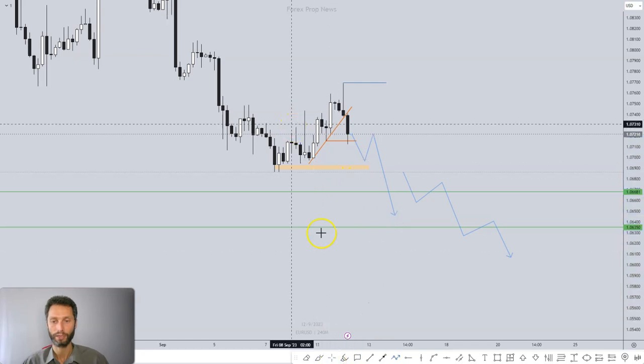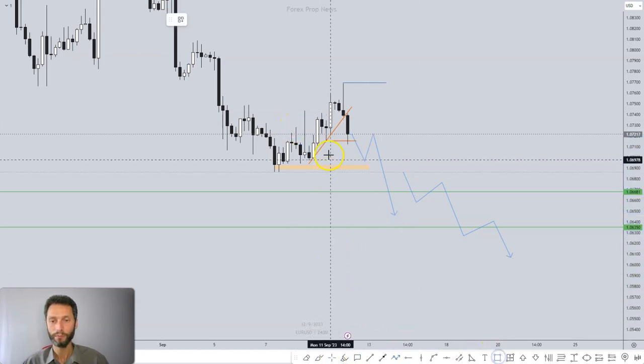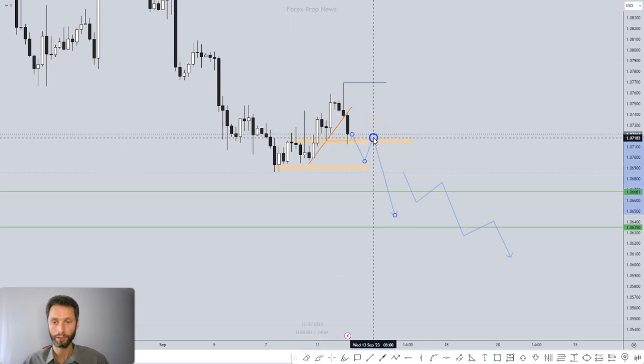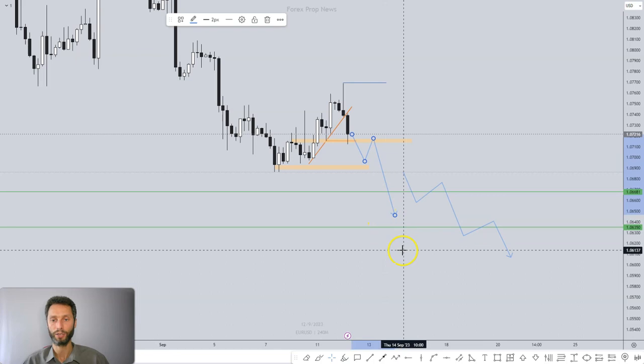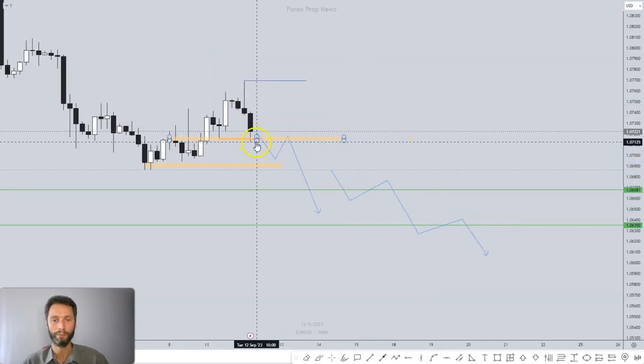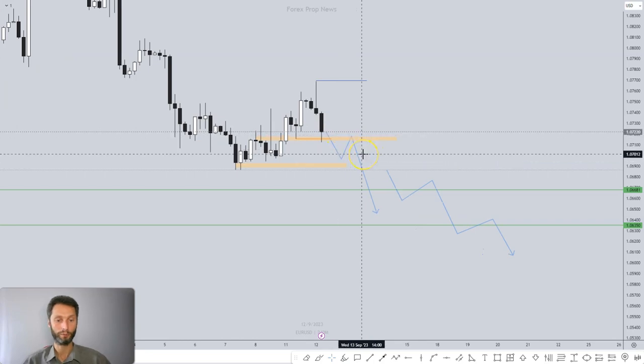Now that we are reassessing what's going on, we will have a level here. So a break, pull back to get a better price, and continuing to the downside. We just remove this, the chart is cleaner, and that is what we look for.